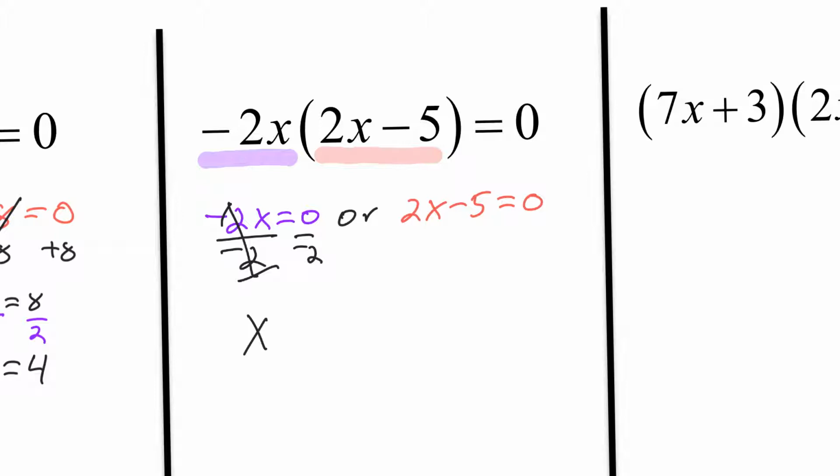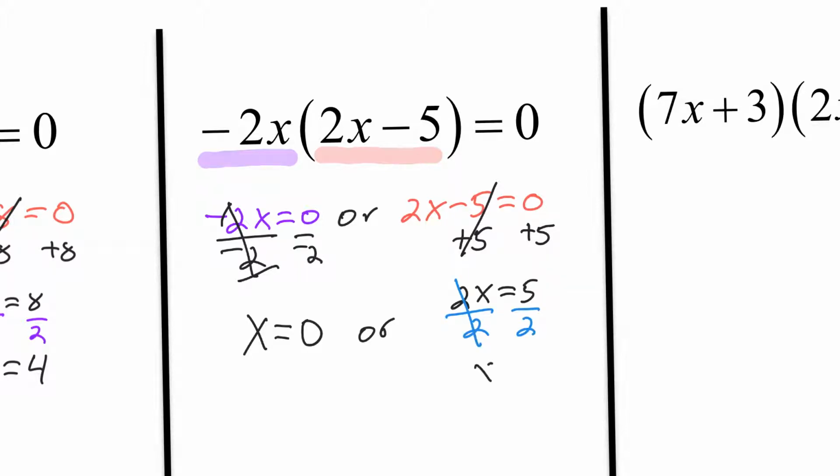So we just have an x. And 0 divided by negative 2 is 0. So that's an answer. x is 0. So we have one answer. The second answer, or, you guys are going to add 5 to both sides. This cancels. 2x equals 5. We are going to divide by 2. That turns into 1. So x equals 5 over 2.